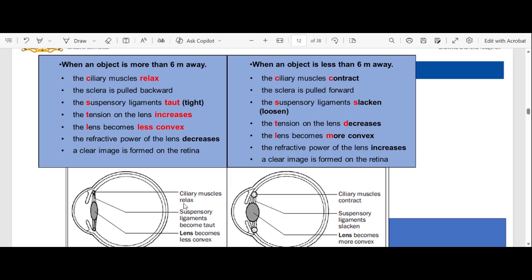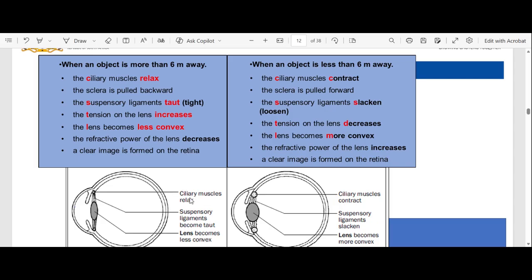But the important thing that you should be able to know is your ciliary muscles, they relax. Look at your ciliary muscles, right? Let's look at the image that is for an object that is more than 6 meters away. I'm just summarizing what I said, right?